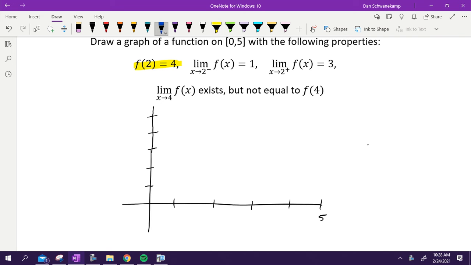There needs to be a dot. Go to 2, go to 4. There's got to be a dot. I have to have that dot on my graph because of this right here. Do I have to have a line that goes right to it? Doesn't have to. Okay, maybe it does, but not necessarily.